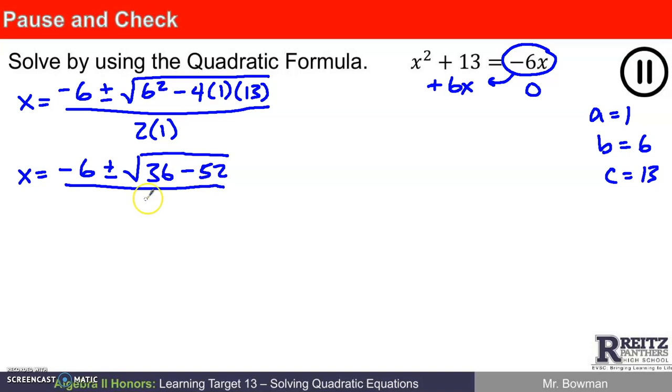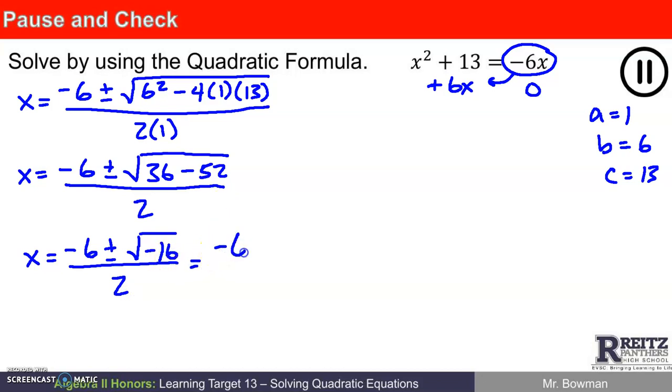All over 2. You know, this is the point in Algebra 1 where you would have stopped because you're going to get a negative under the radical. But we've solved that problem, haven't we? Negative 6 plus or minus, that's the square root of negative 16, all over 2. What is the square root of negative 16? Yeah, it's 4i.